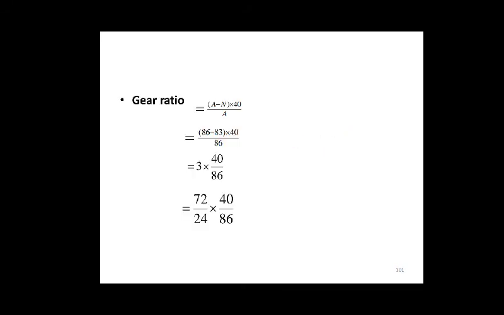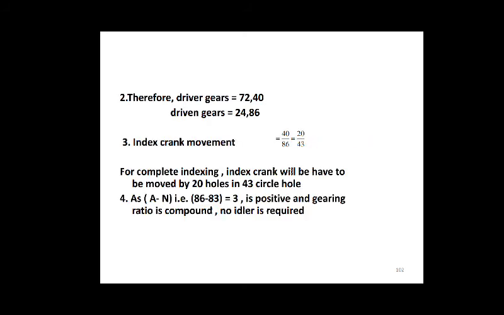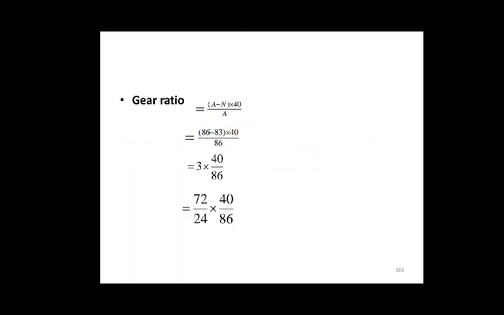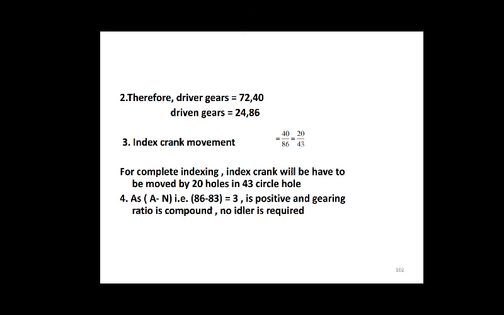So for the gear ratio, this is what we put in the formula, and we got this. Now let us see, therefore the driver gears are 72 and 40 and the driven gears are 24 and 86, and this is the index crank movement, 40 upon 86, which is equal to 20 upon 43.